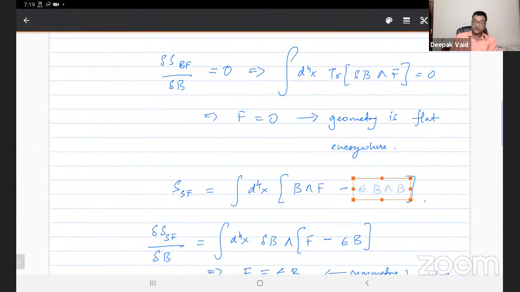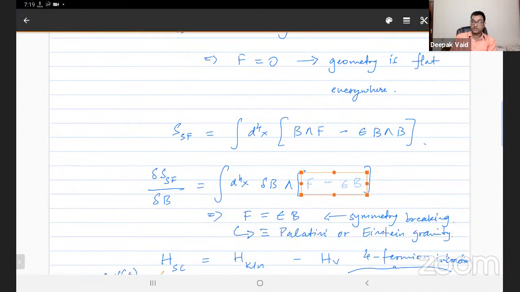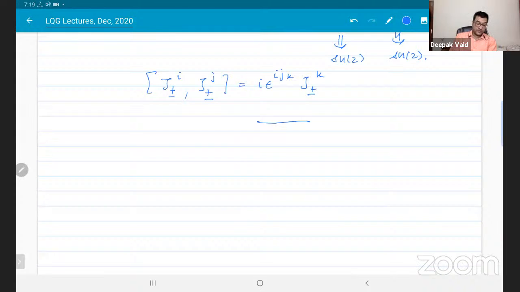We get general relativity by introducing this term. This term implies this constraint on the 4-dimensional curvature: F is equal to epsilon B. It turns out that this constraint is equivalent to saying that your spin labels are the same, JA is equal to JB. And so this is called the simplicity constraint.